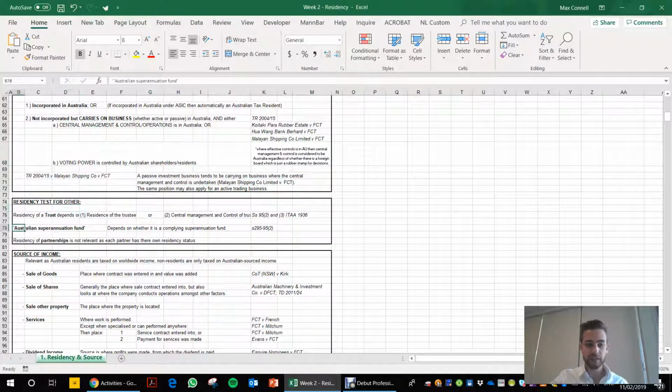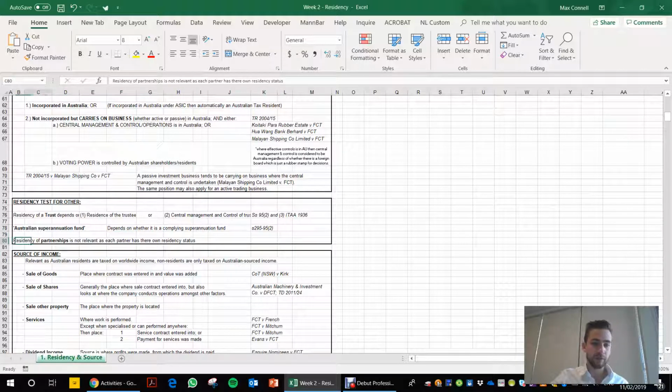Now, the next entity is Australian super funds, and this one's a little bit different. It's just a simple test. It depends on whether it's a complying super fund or not. And there's the section reference. So they'll generally tell you that in a question. And we'll talk a little bit more about this later in the superannuation section.